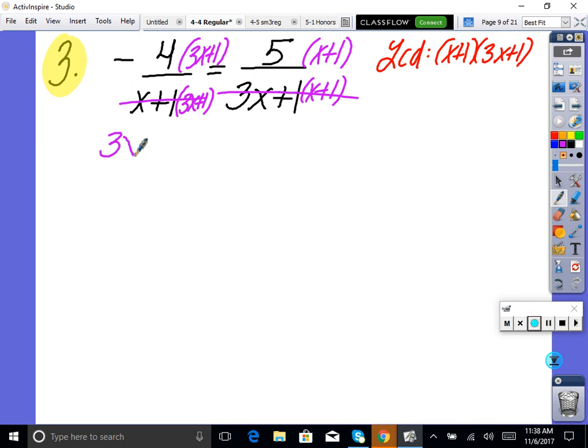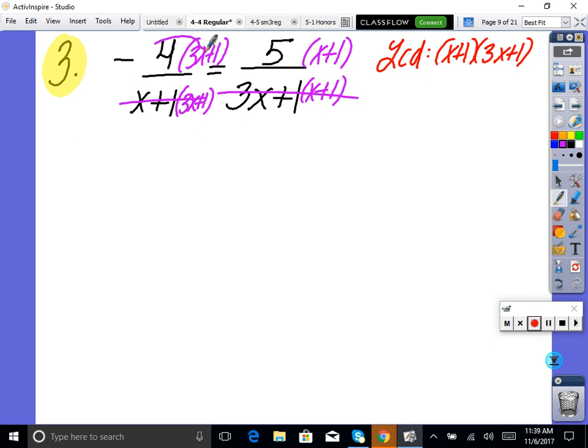Because that would be 3x plus 3. Is that the same as 3x plus 1? No, so that's why if it's connected by an addition sign, the only way to fix it is to multiply by that whole thing. A lot of people want to do that. That's a really good question. Okay, let's continue. We can ignore the denominators.